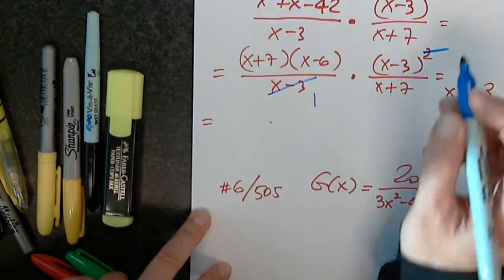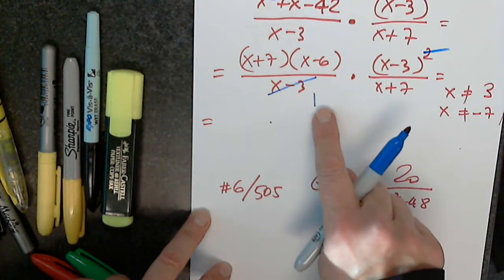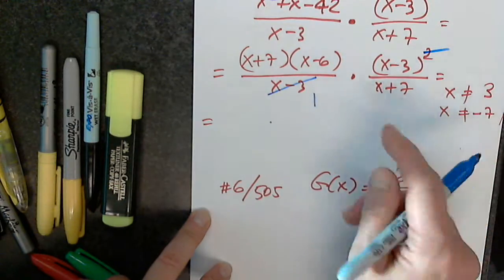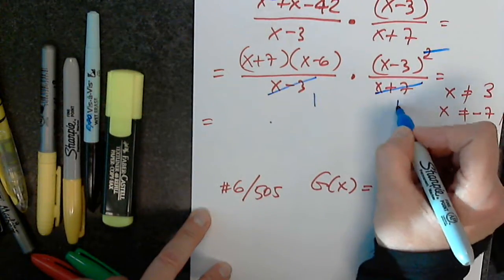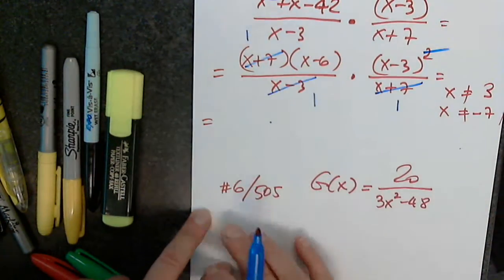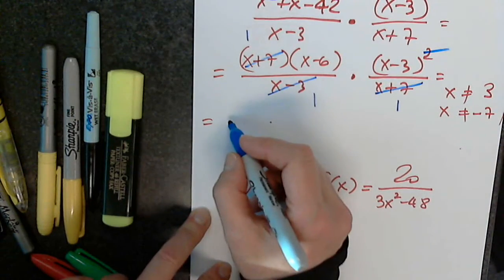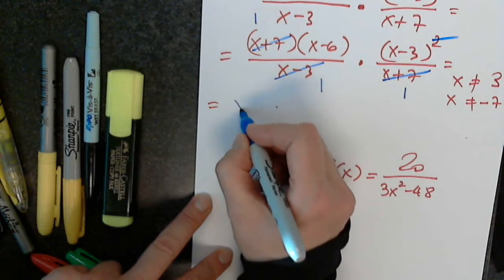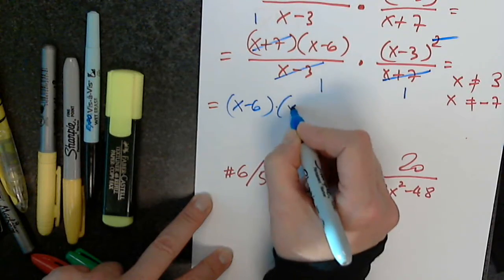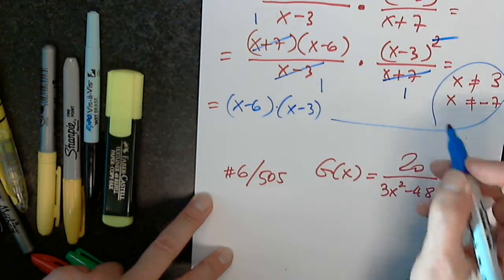1 from x minus 3 with 1 from here. That's why I put 1 here, because there is nothing left other than 1. And then x plus 7, 1 here and 1 here. Do not distribute. So the final simplified form is, assuming all conditions are fulfilled.